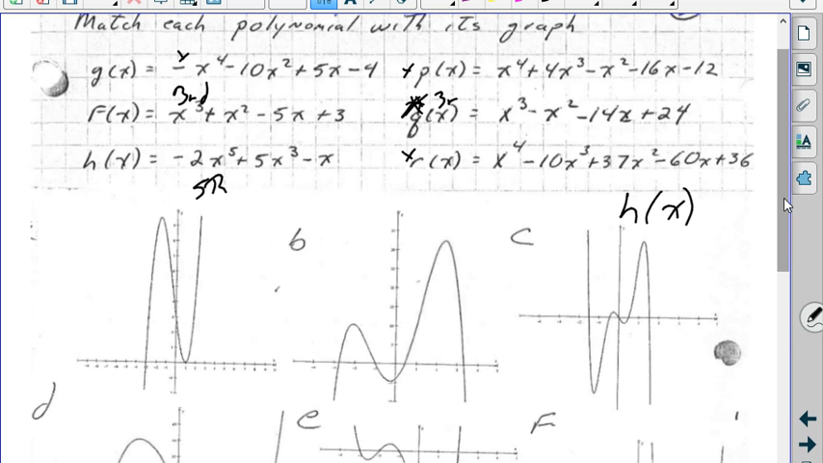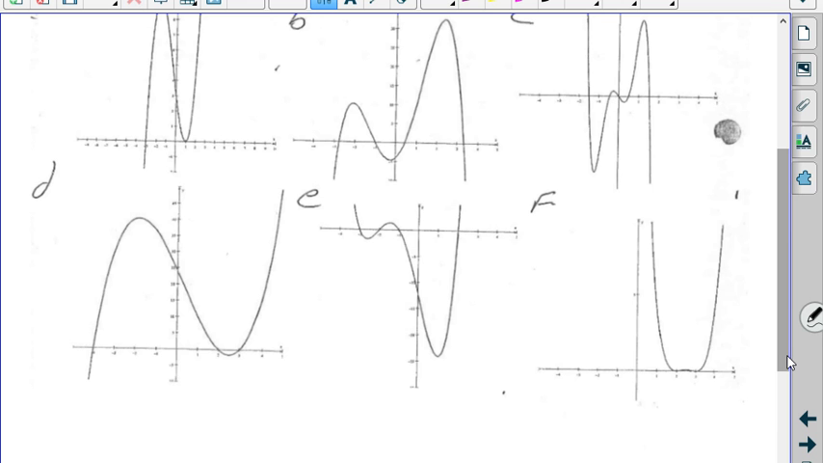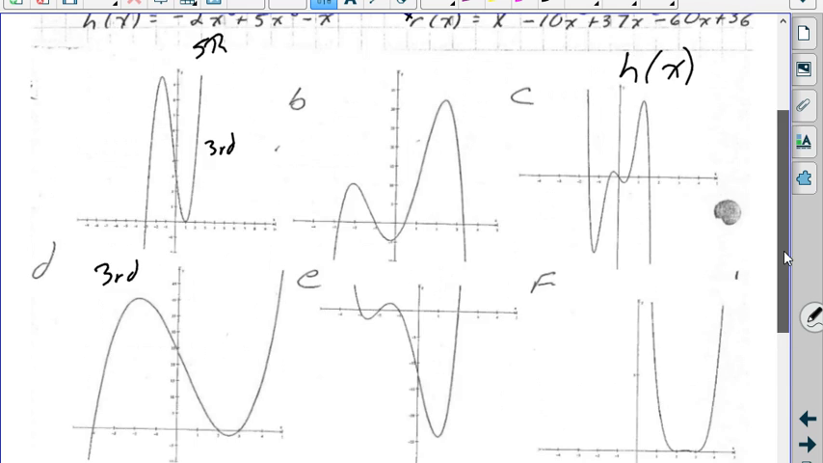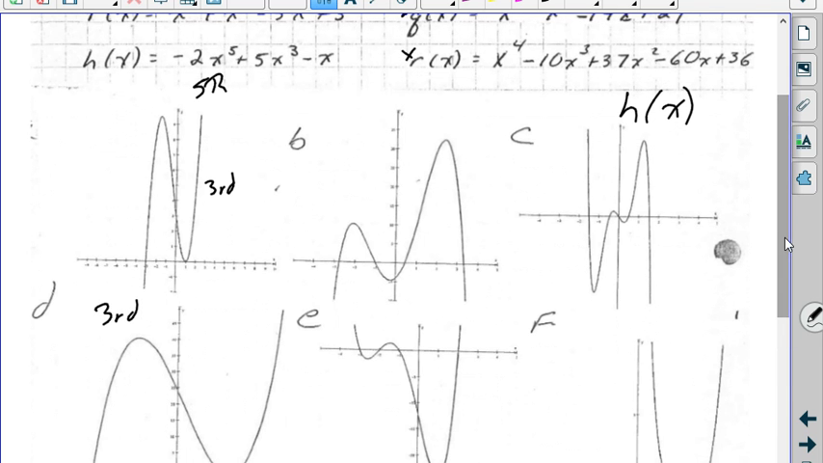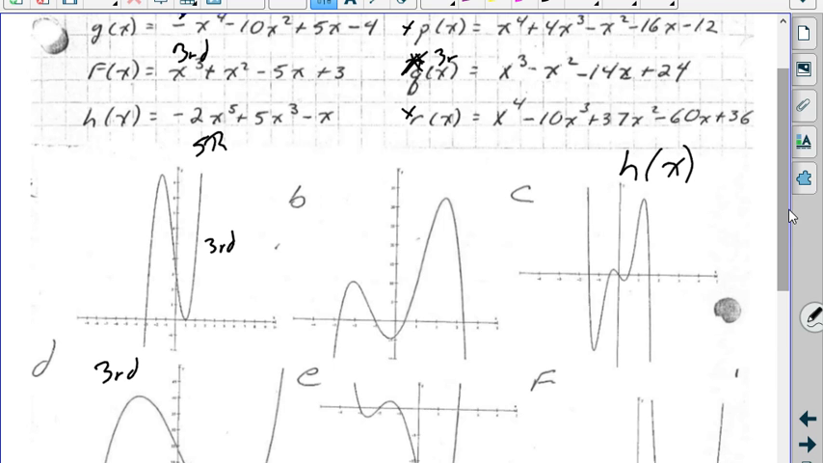Now, let's talk about third degree functions. What are left as our third degree function? Well, a third degree function is either going to start down there and end up here, or like this. So this one here is a third, and this one is a third. Now, how do we tell them apart? Well, looking up here, we have positive leading coefficients. Doesn't really help us because that means they both start down there and end up there.